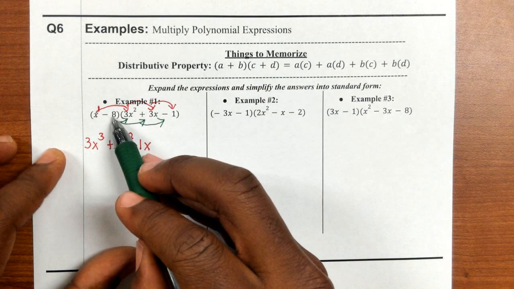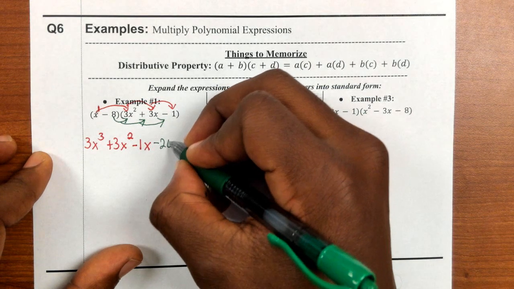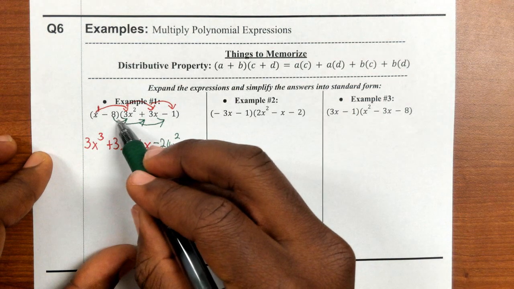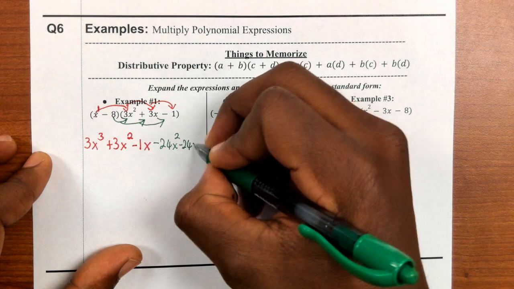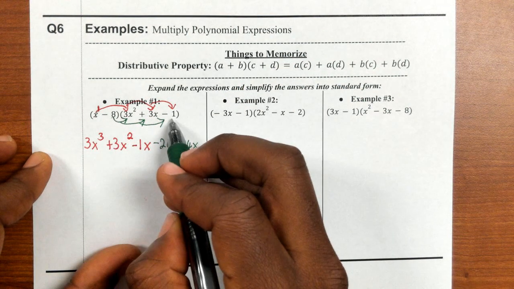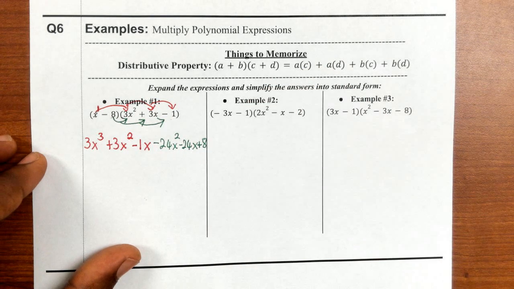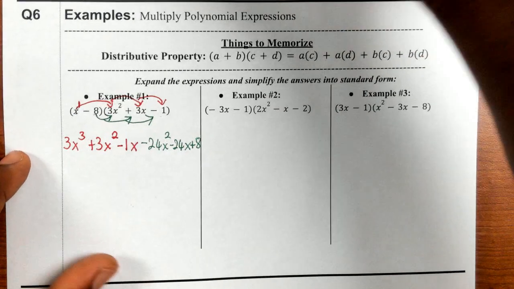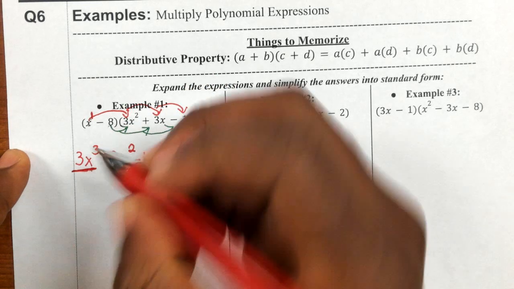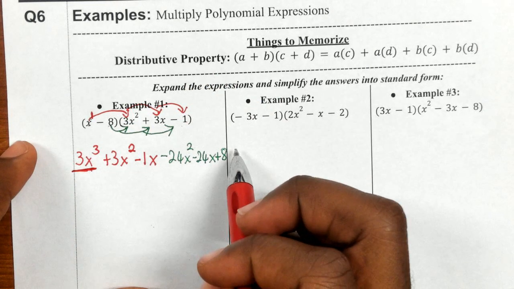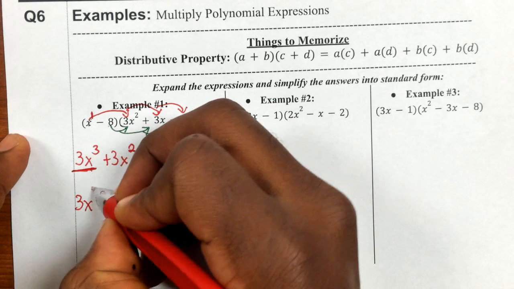Okay? -8 multiplied by 3x squared is -24x squared. -8 multiplied by 3x is -24x. And -8 multiplied by -1, and negative times a negative gives me +8. Okay? Now I'm going to combine any like terms. Okay? So this is the only x to the third power. There's no other x to the third power. So this has no other like term. So you just bring it down.